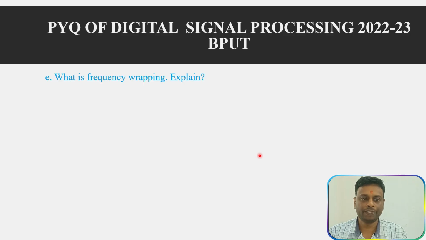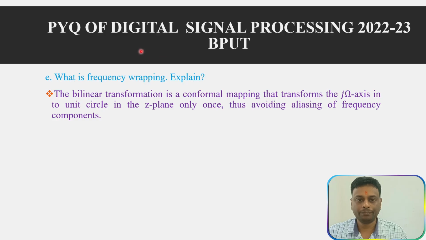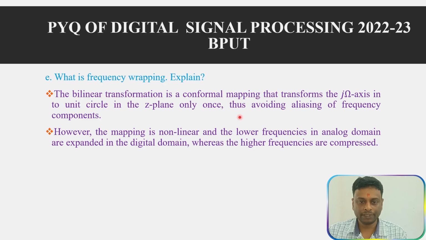Similarly, what is frequency warping? You can see it in the bilinear transformation. When we map from the j omega axis to the unit circle in the z plane, it avoids the aliasing of frequency components. We basically use this in IIR filters. It is a one-to-one mapping that converts from the S domain to the Z domain. While doing so, it avoids the aliasing of the frequency components. In this case, the mapping is non-linear and the lower frequencies in the analog domain are expanded in the digital domain.